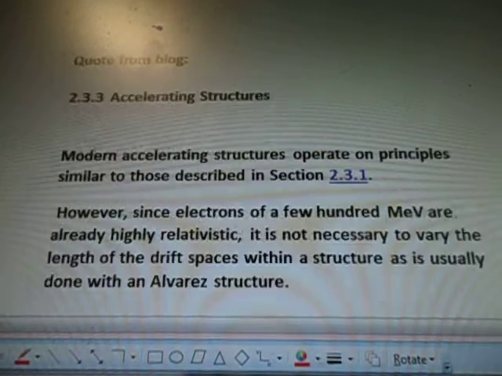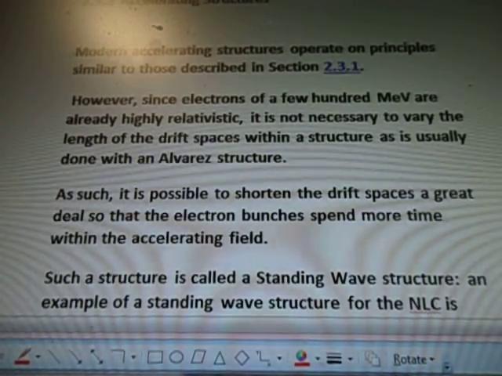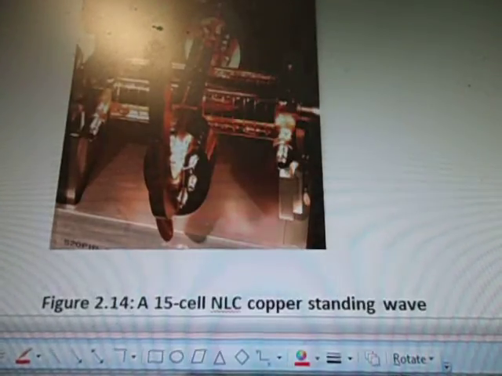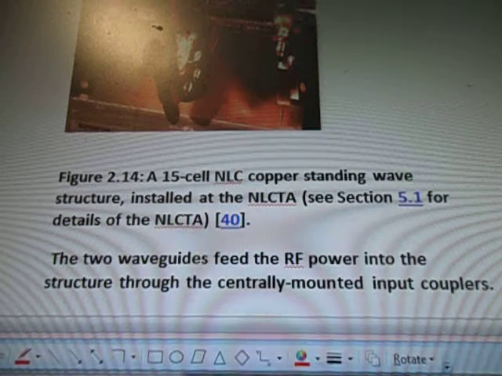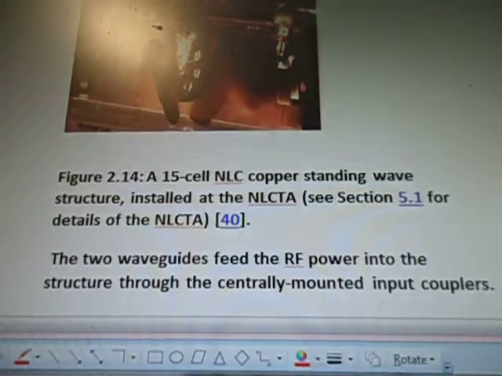I should have named this standing wave structure instead of Separatrix. Oh well. This is a 15-cell NLC copper standing wave structure installed at the NLCTA. I don't know what that stands for. I should have looked it up.